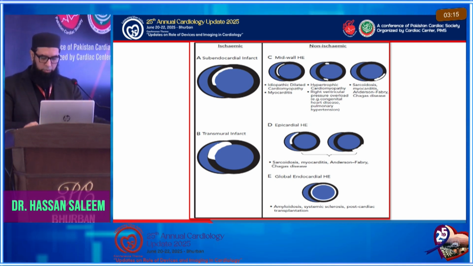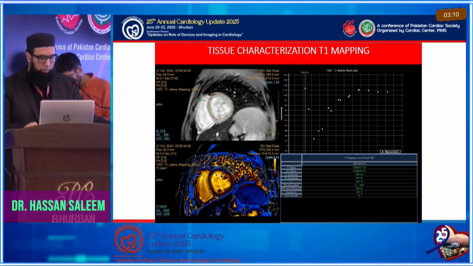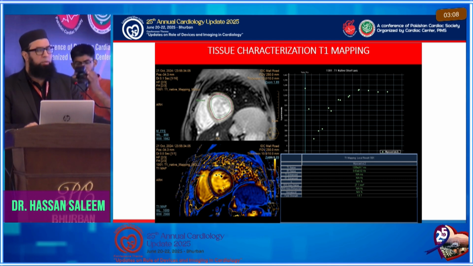We're going to, inshallah, go through all those cases. This is a very novel software, which is T1 mapping.